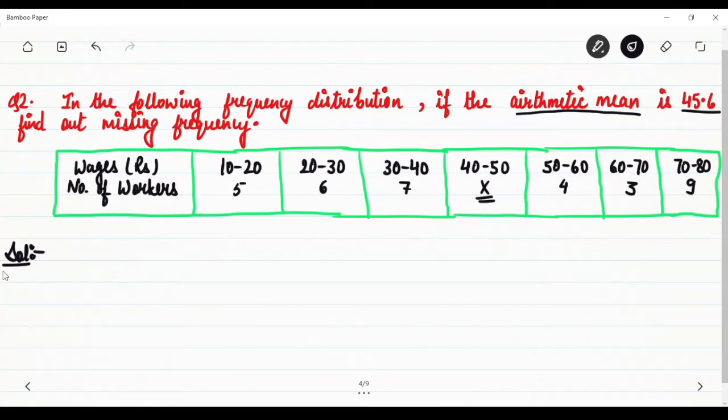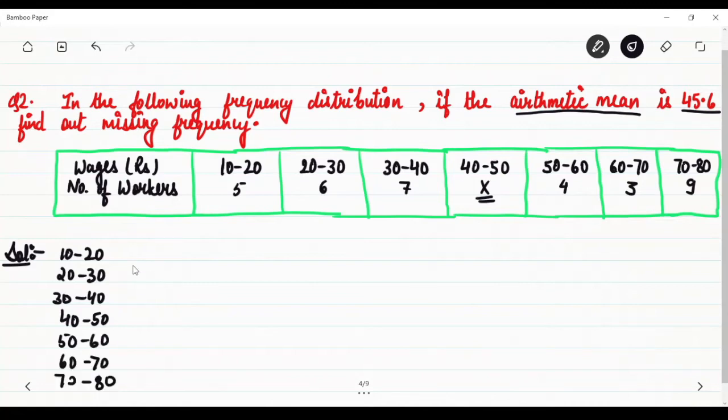So when we write the values in tabular form, we have 10 to 20, 20 to 30, 30 to 40, 40 to 50, 50 to 60, 60 to 70 and 70 to 80. Okay, now let us write down the frequencies. The frequencies here were 5, 6, 7, then this was x, 4, 3 and 9.